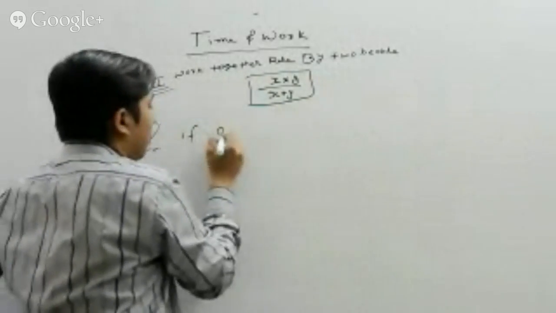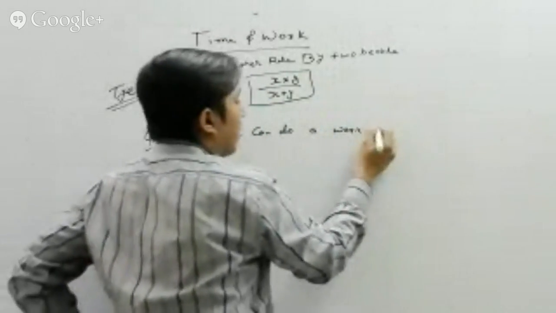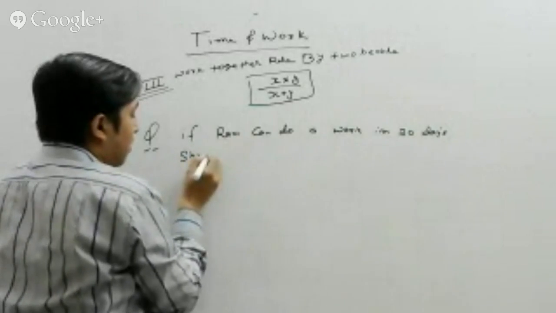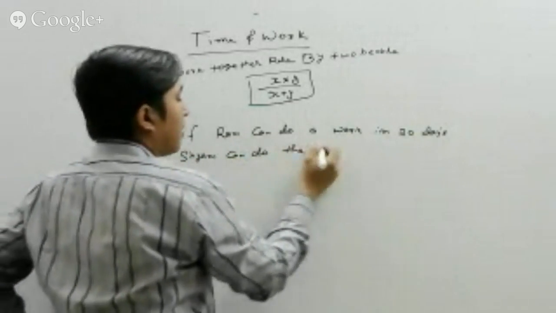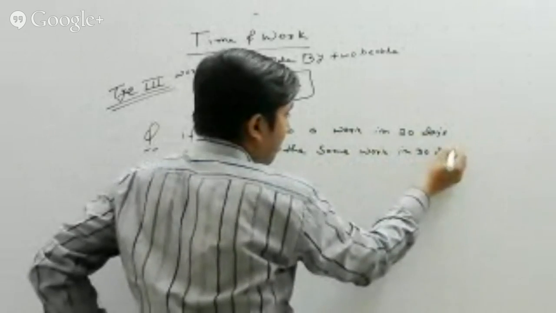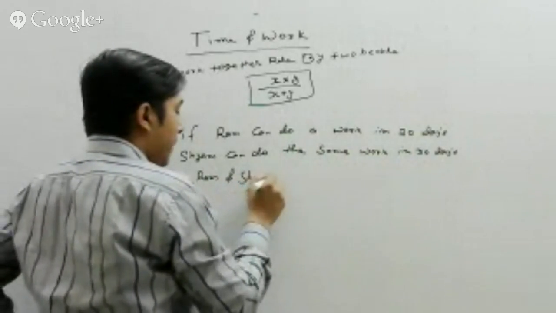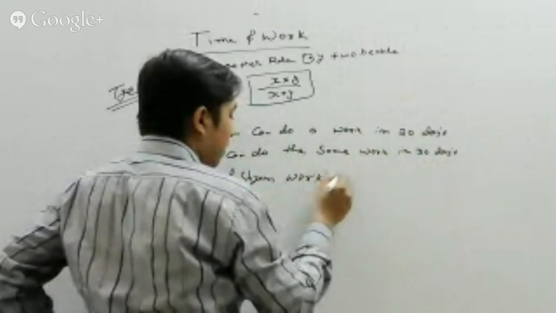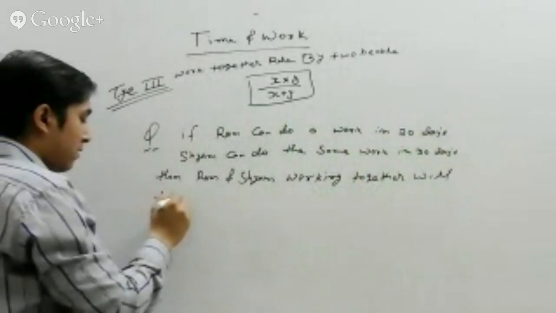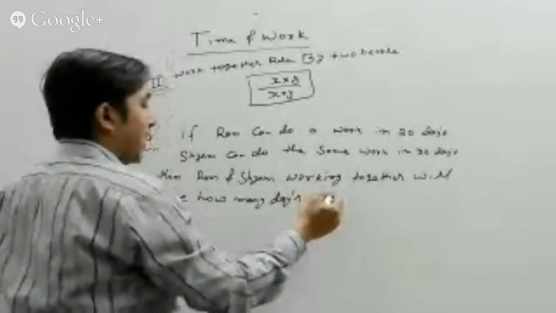Question: If Ram can do a work in 20 days, Shyam can do the same work in 30 days, then Ram and Shyam working together will take how many days to complete it?